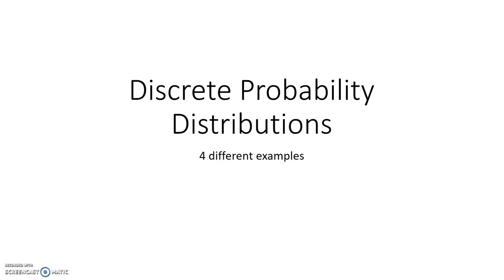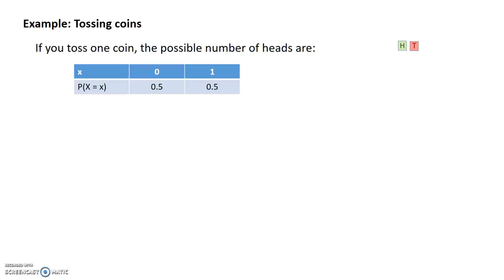Hello, this is a video about discrete probability distributions, and I'm going to try and show you everything you need to know using 4 different examples. Right, let's think about the easy one, tossing coins.